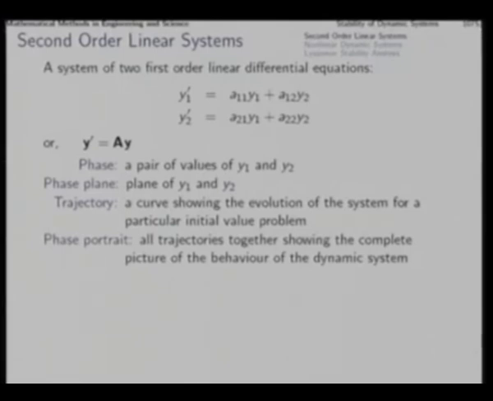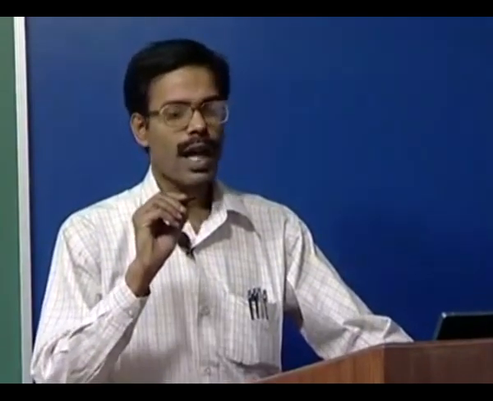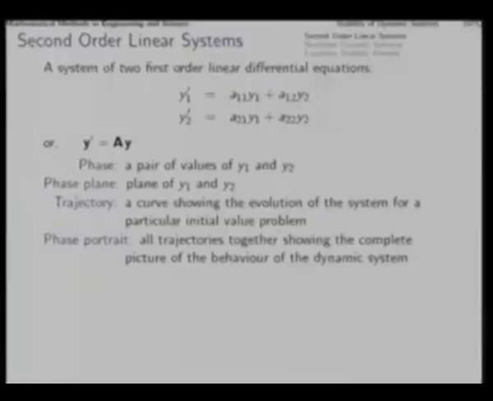Now, if we plot y1 in one of the axes in our graph paper and y2 along the other axis, then the plane in which we will be making the plots is called the phase plane, the plane of y1 and y2. Now, in the phase plane, if we start from one point, that can be considered as the initial condition for the system of differential equations, and then from there if we draw a curve which obeys these differential equations, then that curve is called a trajectory.